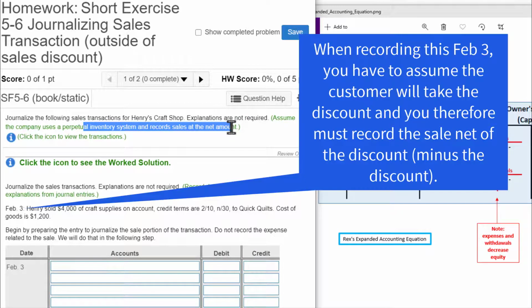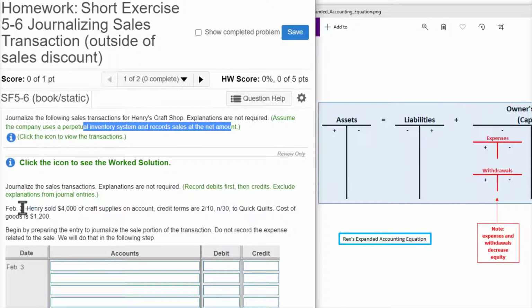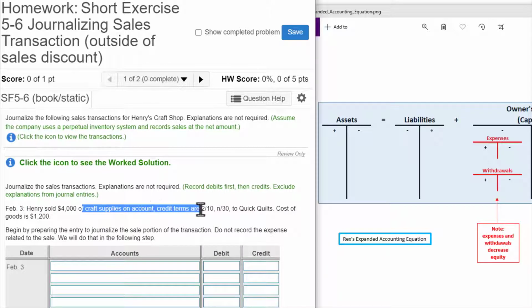So remember, the new revenue recognition standards say that when we record a sale with a discount, we have to assume that the customer is going to take the discount, so we record it after the discount. So on February 3rd, Henry sold $4,000 of craft supplies on account. Credit terms are 2/10, net 30. So the customer will save 2% if they pay within 10 days. Otherwise, the net amount is due within 30 days.